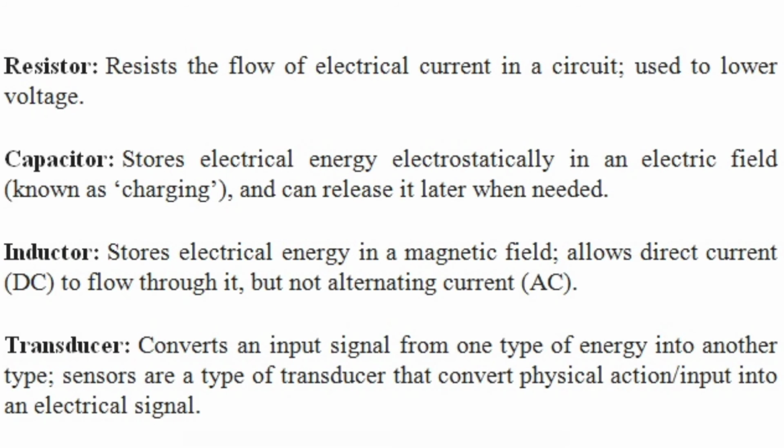Resistor resists the flow of electrical current in a circuit, used to lower voltage. Capacitor stores electrical energy electrostatically in an electric field, known as charging, and can release it later when needed. Inductor stores electrical energy in a magnetic field, allows direct current, DC, to flow through it, but not alternating current, AC. Transducer converts an input signal from one type of energy into another type. Sensors are a type of transducer that convert physical action or input into an electrical signal.